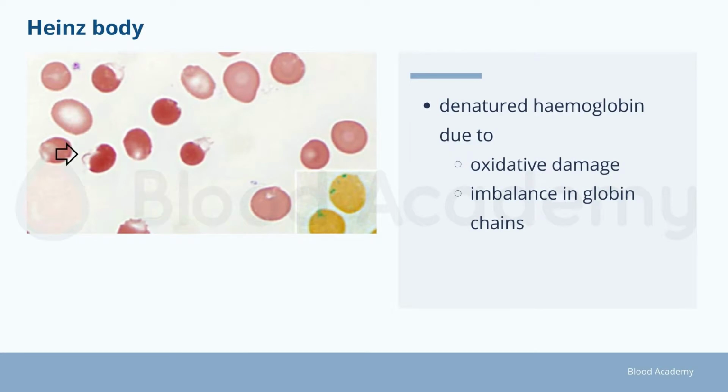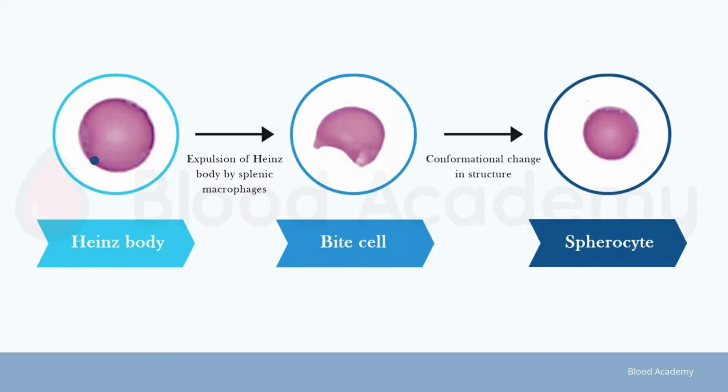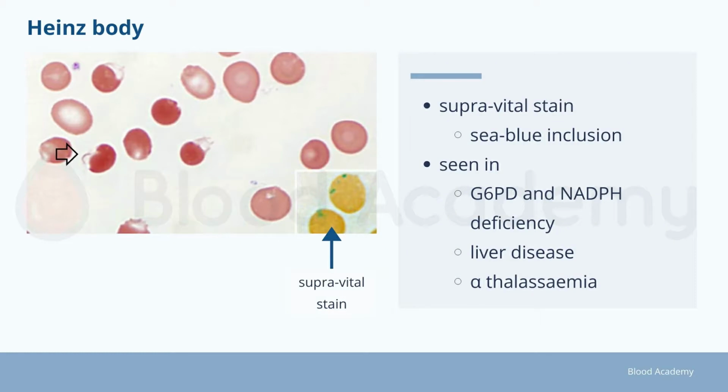This can arise either from oxidative damage to the red cell or, as seen in thalassemia, from an imbalance of alpha and beta globin chains. Heinz bodies are removed by splenic macrophages and form a bite cell or degmocyte. Through conformational changes, the bite cell then adopts the shape of a spherocyte. Heinz bodies are visible using supravital stains such as methylene blue, as sea blue inclusions around the periphery of the red cell. Heinz bodies are seen in G6PD deficiency and NADPH deficiency, as well as liver disease and alpha thalassemia.